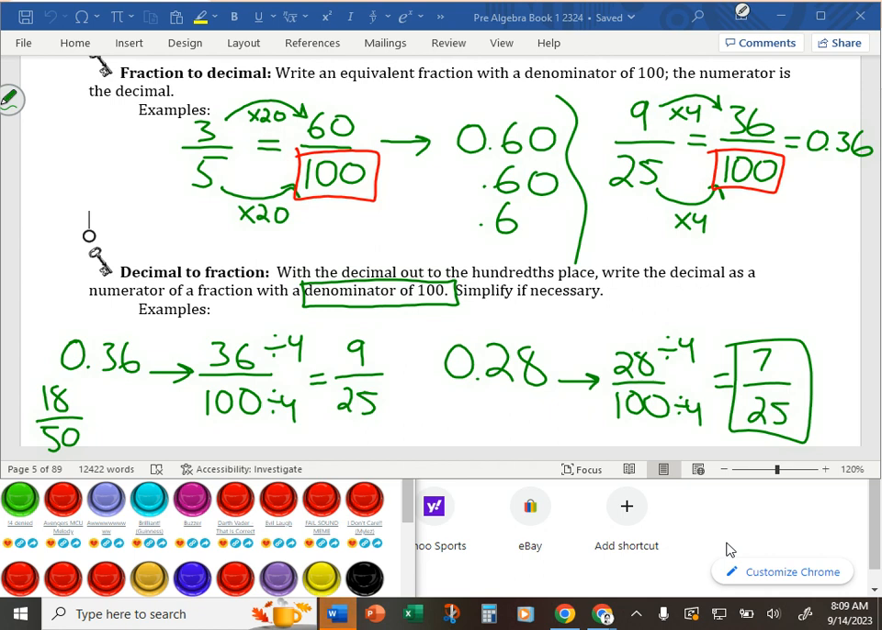So there you go. When we're going from a fraction to a decimal or decimal to a fraction, it's really all about that 100. Okay? Either getting your fraction to be something over 100, so then you can write it in decimal form to the hundredths place, or get your decimal to the hundredths place, putting it over 100, and then simplifying out. Right? All right, let's do some examples on the second page.